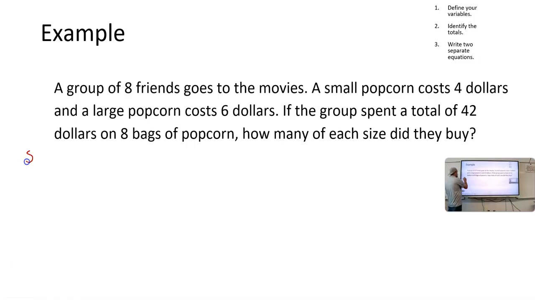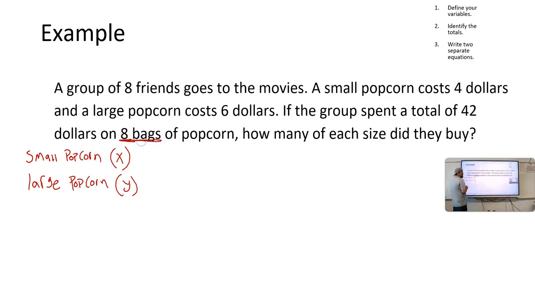So first off, we have an option of small popcorn. And then let's go ahead and give that the value of x. And then it talks about large popcorn. Let's give that the value of y. Okay, and then does it give me a total of bags of popcorn that I bought? Yeah, it says I bought 8 bags of popcorn. So that gives me my first equation. I bought small popcorn, I bought some big popcorn, and I know they total 8 bags.